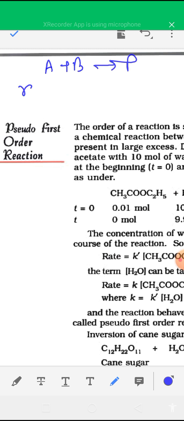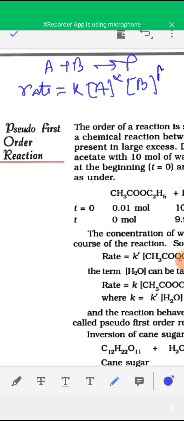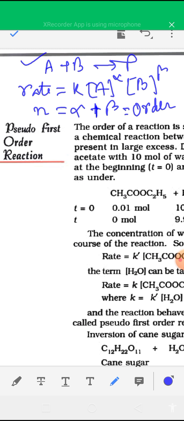Okay, and the rate of the chemical reaction is rate is equal to rate constant into concentration of A, which is written within square bracket, to the power alpha, and concentration of B to the power beta. Okay, so here the sum of concentration terms, that is alpha plus beta, is known as order of the reaction. And this reaction is alpha ordered with respect to reactant A, and beta ordered with respect to reactant B.